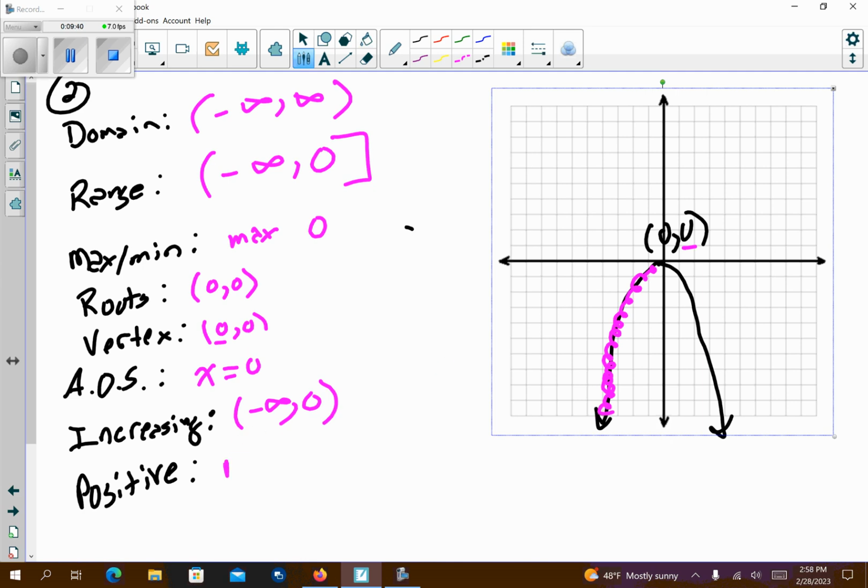And where is this graph positive? So positive means above the x-axis. And this one is not. It's not positive anywhere. It's not above the x-axis, and that's okay.